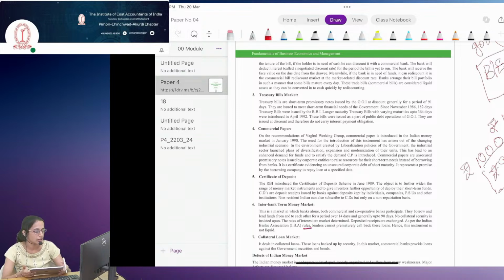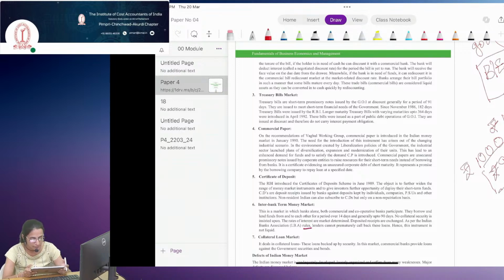Next are commercial papers. On the recommendation of the Vaghul Working Group, commercial paper was introduced in the Indian money market in January 1990. The need for the introduction of this instrument arose out of the changing industrial scenario. In the environment created by liberalization policies of the government, the industrial sector launched plans of diversification, expansion, and modernization of their units. This led to an enhanced demand for funds, and to satisfy it, commercial papers were introduced.